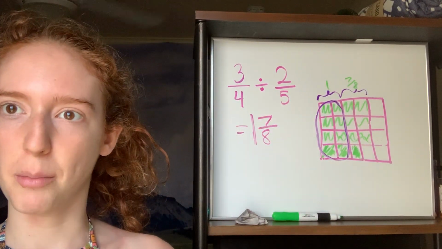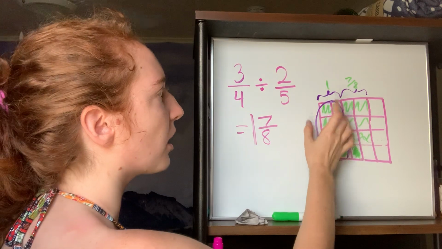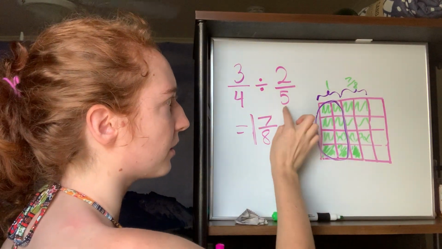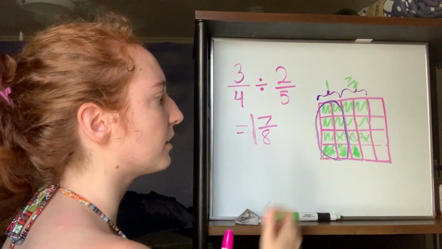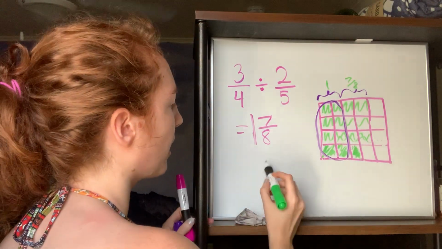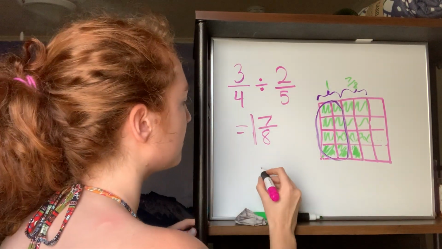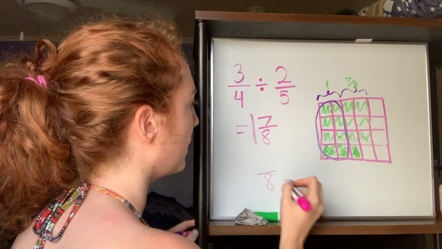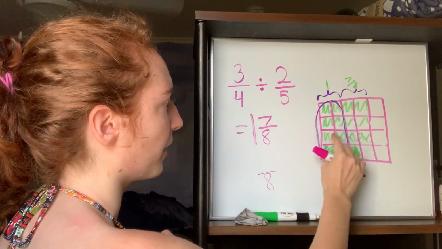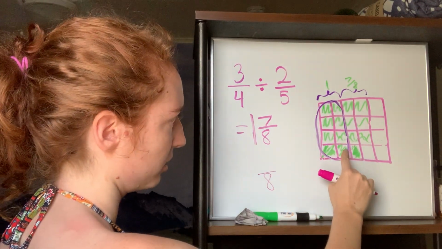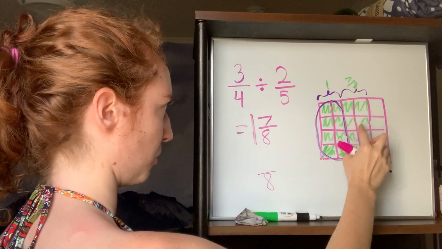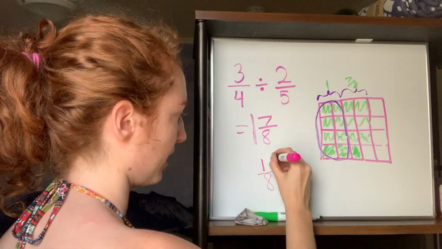Alternatively, I can think, how many squares do I need to make a group of 2/5? I would need 8 boxes. And how many times did I do that? Out of the 8 I needed, how many did I have? 1, 2, 3, 4, 5, 6, 7, 8. That was my first one. 9, 10, 11, 12, 13, 14, 15. I had 15 out of 8.